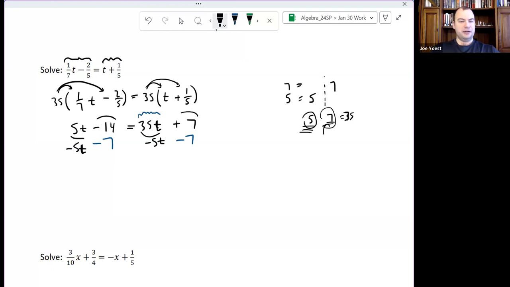So on the left side, 5t minus 5t, they go away. Negative 14 minus 7, that is negative 21. 35t minus 5t is 30t. Plus 7 minus 7, they go away. I've isolated my variable term. Now I want to isolate the variable by dividing through by the coefficient of the variable. Dividing by 30. And I see that I get t on the right equals negative 21 over 30 on the left.